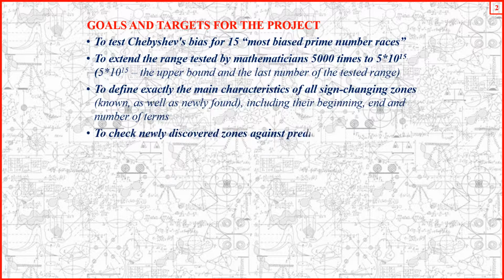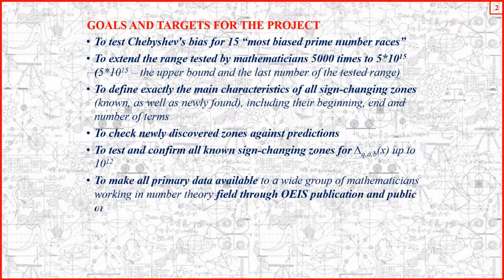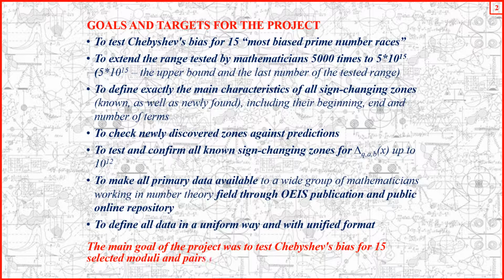The main goal of my project was to expand this range 5,000 times, and to test Chebyshev's bias for 15 most biased prime number races, established theoretically by 2 Canadian mathematicians in 2013. I also checked all newly found zones against theoretical predictions made over the past 20 years. In addition, I plan to make all project data, for the first time, available to all mathematicians in full by contributing them to the online encyclopedia of integer sequences, and to the repository on my website.